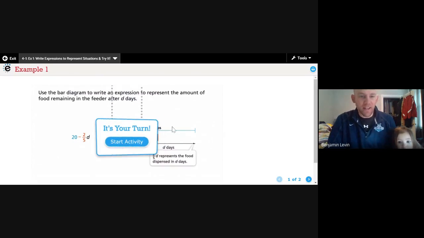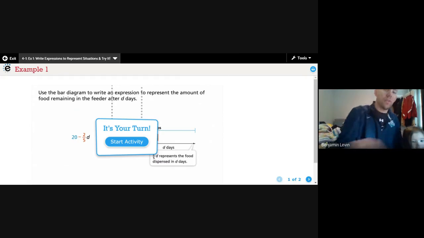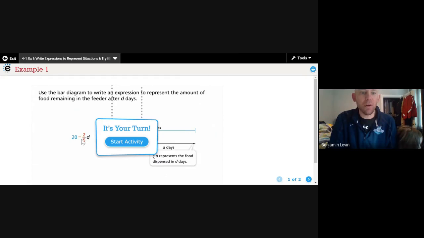All right, they kind of did it for us, right? What you need to do is, it said they started out with 20 cups of food. So we start out with 20, and then we are subtracting 2/5 times the amount of days, right? So if we want to know how much food is left after 10 days, we would have to do 2/5 times 10, right? Which would be 4 cups. And then we know that the dog has eaten 4 cups, so we would do 20 minus 4 to find the remainder, which would be 16. Okay? That's how we got this expression.